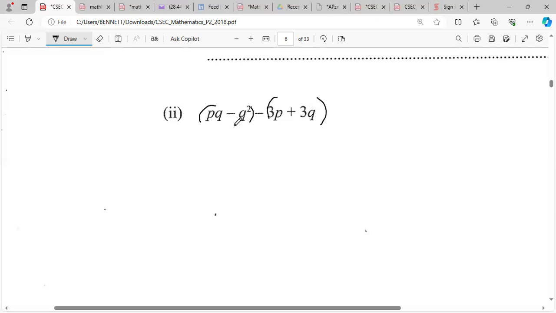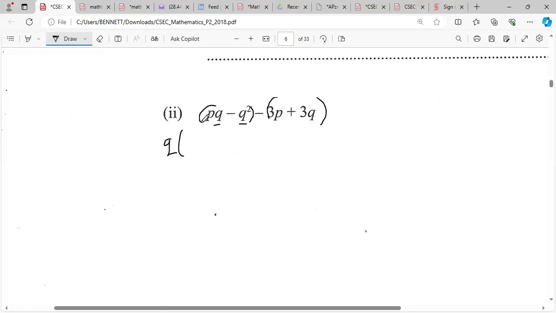Do it for each bracket. Now look at it closely. What letter is common, meaning it's in this term and also in this term? If we look closely, we can see that it's q. Alright, we have q and we have q squared. That means the highest common factor is q.